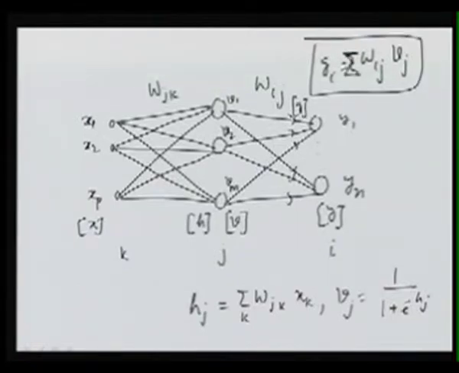So, what you are seeing is that w_ij is the connection weights between the output layer and the hidden layer, and w_jk is the typical weight between the hidden layer and the input layer. So, this is the notation we used in the last class.